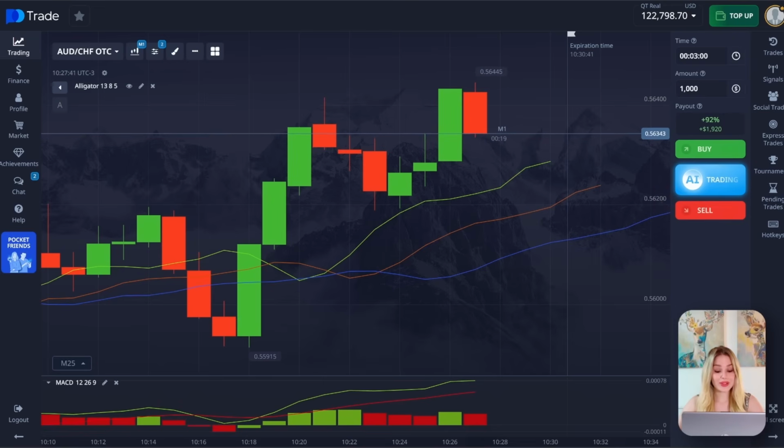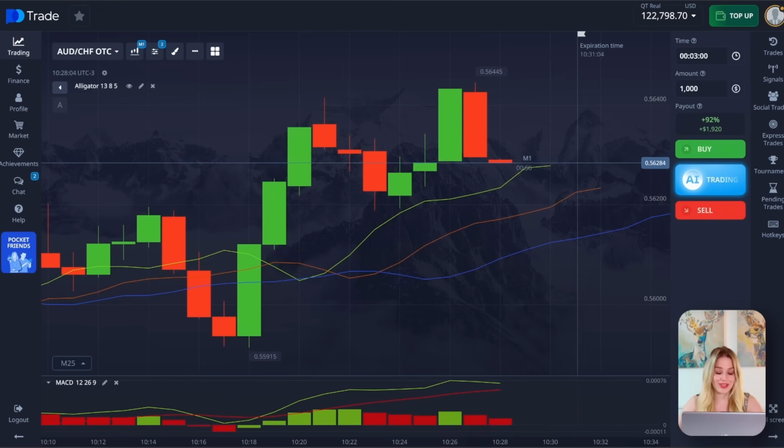Now, let's move on to calculating the transaction amount. At the initial stage, it is important to correctly determine the amount for one trade. It is usually recommended to choose a trade size within 1 to 5% of the total deposit. Having made a decision, I set a fixed amount of $1,000 for each trade.